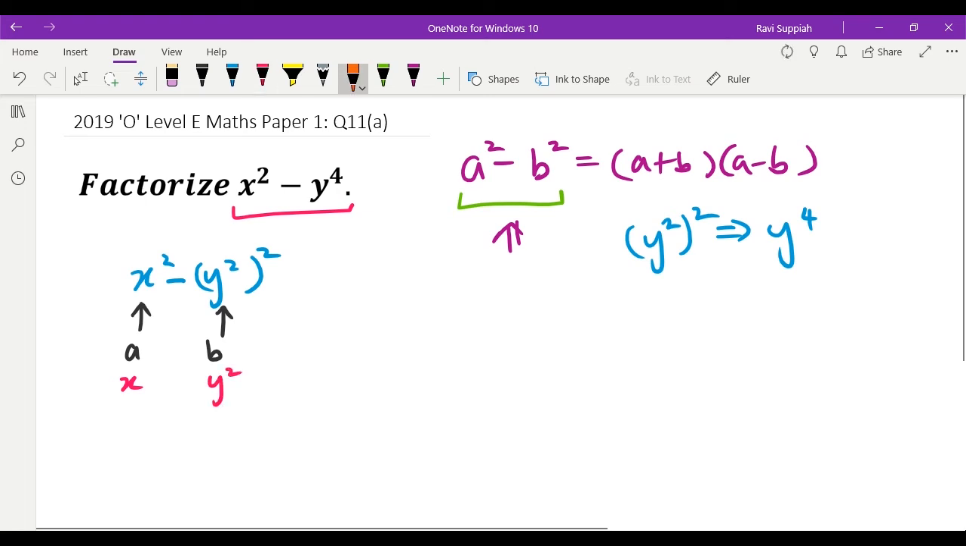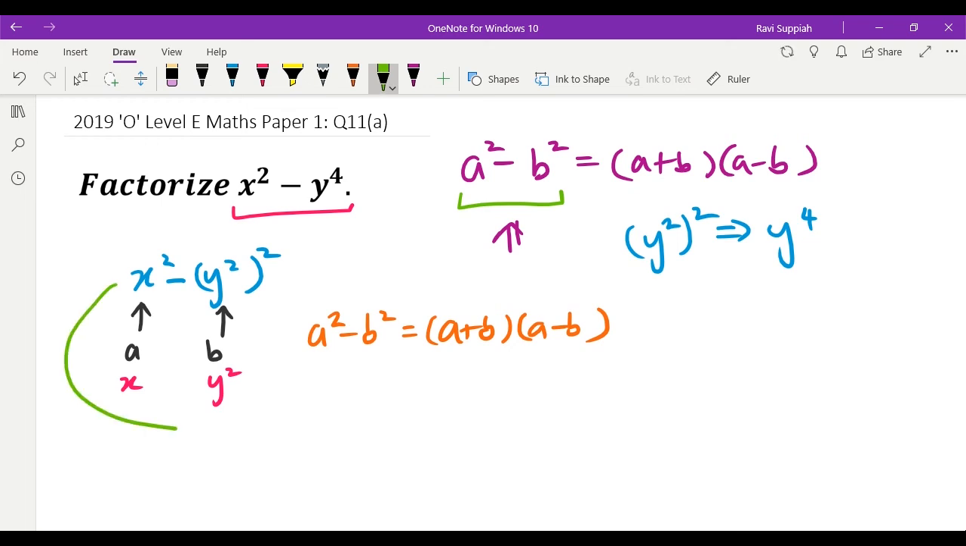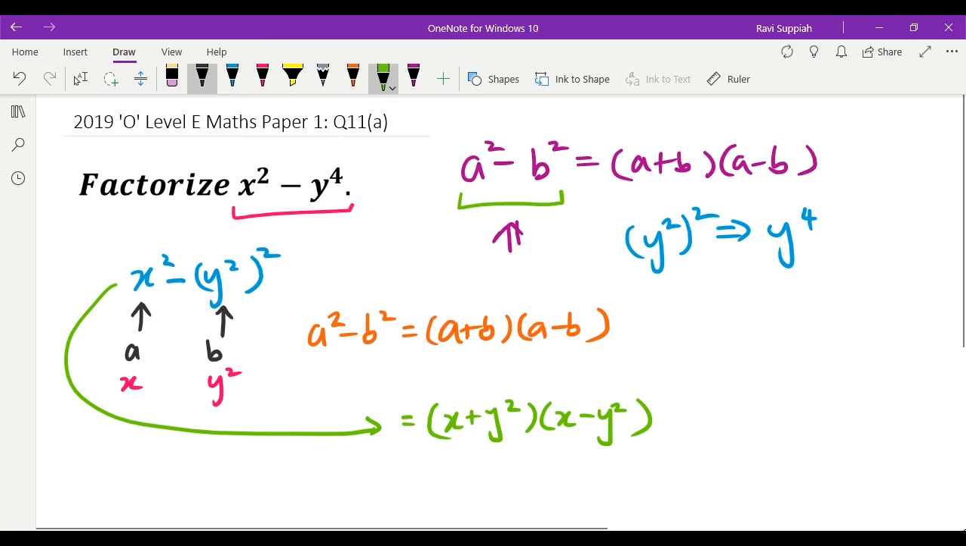Rewriting my expression into this form over here, if I look back and say a squared minus b squared equals (a plus b)(a minus b), this term can now be rewritten as (x plus y squared)(x minus y squared). So that is the final answer for this question.